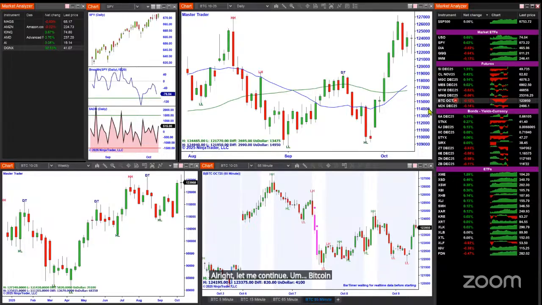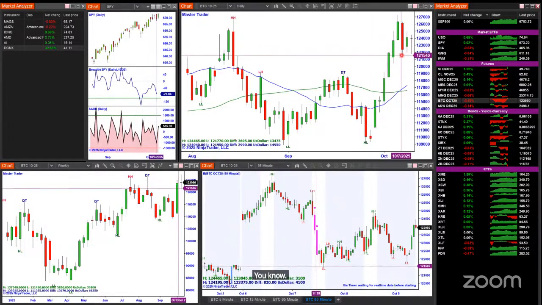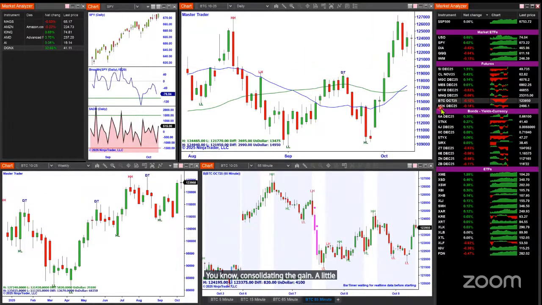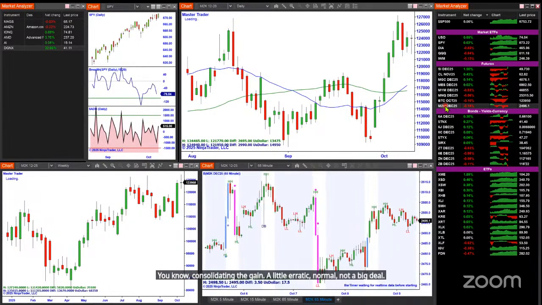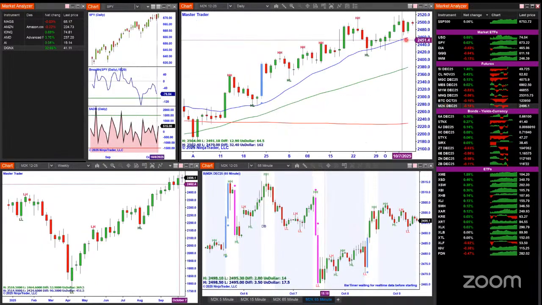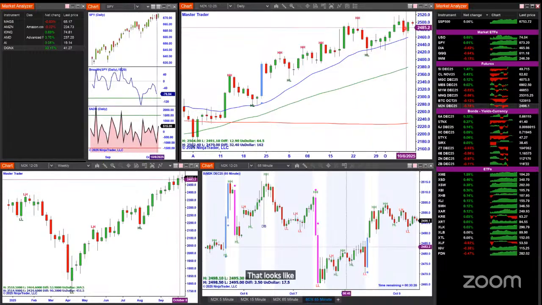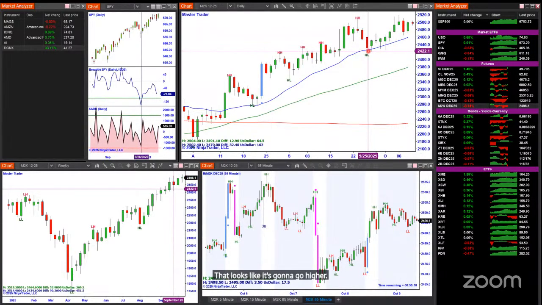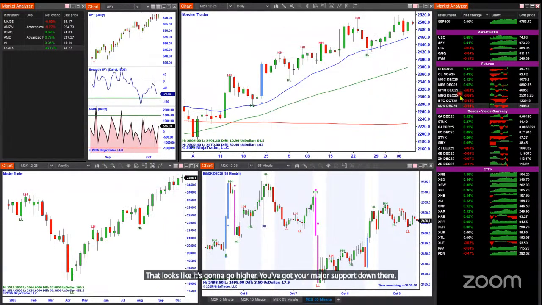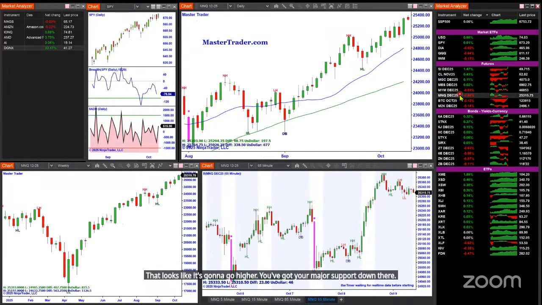Bitcoin, consolidating the gain. A little erratic, normal, not a big deal. The Russell looks like it's not doing anything this morning, but neither is anything else. That looks like it's going to go higher. You've got your major support down there. The NQs, where they looked at the Qs, bullish.